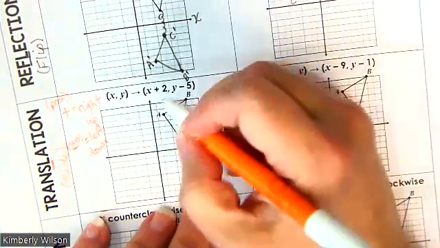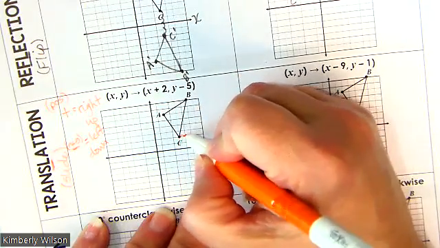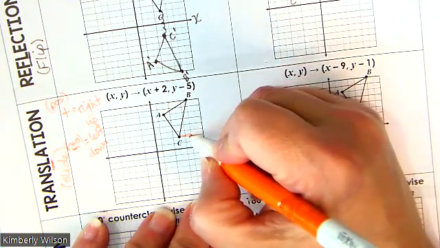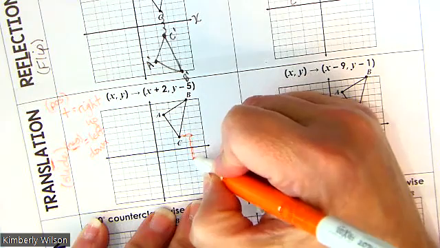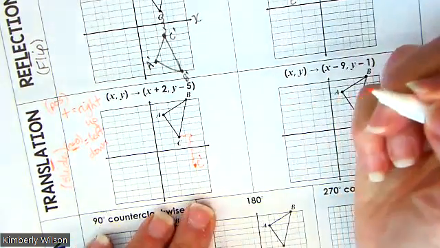So we start from here. I'm going to start at C. That's positive 2, so 1, 2. And then it's a y minus 5, so then I'm going to go down 5: 1, 2, 3, 4, 5. And there is my new C.